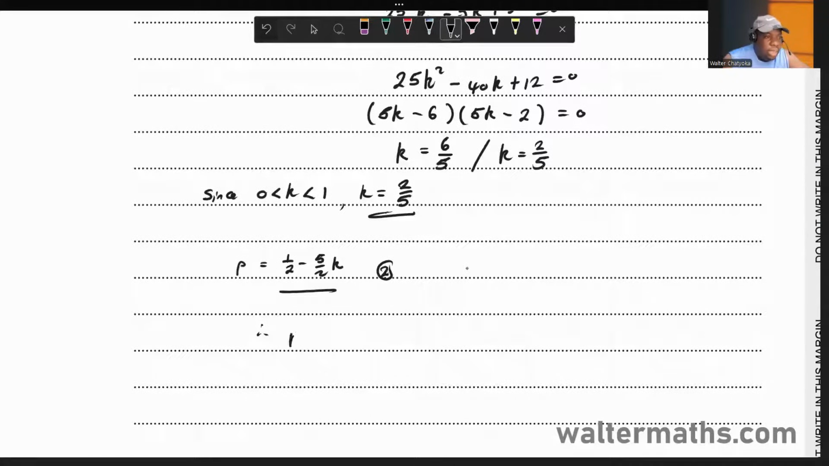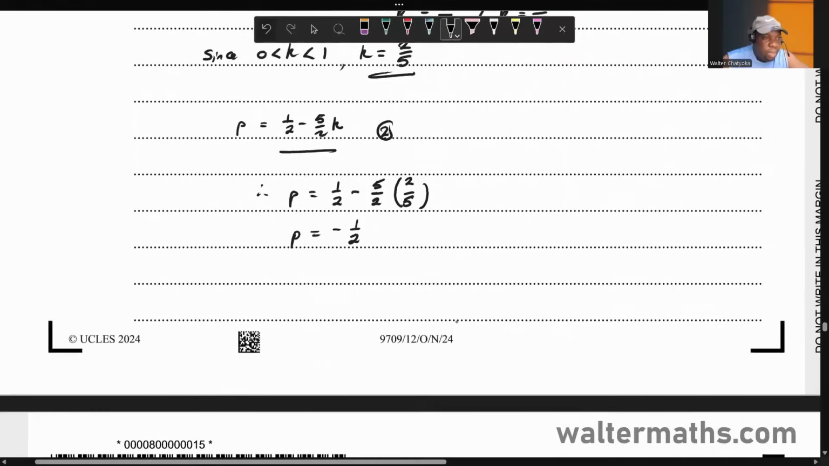All right. So if k is 2/5, we can use equation 2 to find the value of p. So we can say that p is equal to a half minus 5/2 of 2/5. That's like a half minus 1. So that's minus a half. So we are therefore saying that k is equal to 2/5, and p is equal to minus a half.